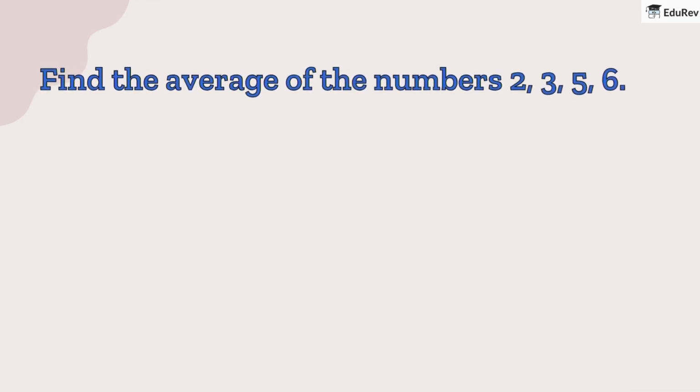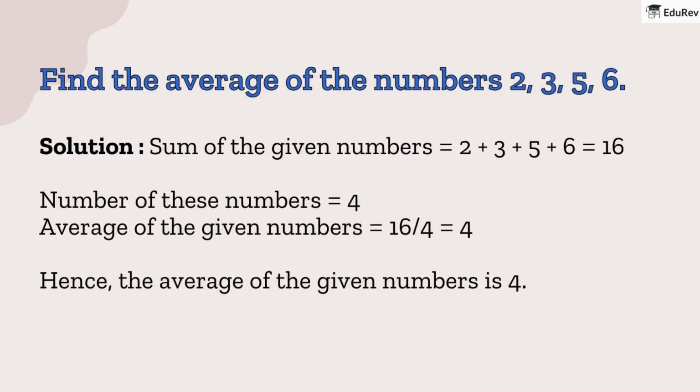Find the average of the numbers 2, 3, 5, 6. Solution. The sum of the given numbers is equal to 2 plus 3 plus 5 plus 6, which is equal to 16. The number of these numbers is equal to 4. The average of the given numbers is equal to 16 divided by 4, which is equal to 4. Hence, the average of the given numbers is 4.